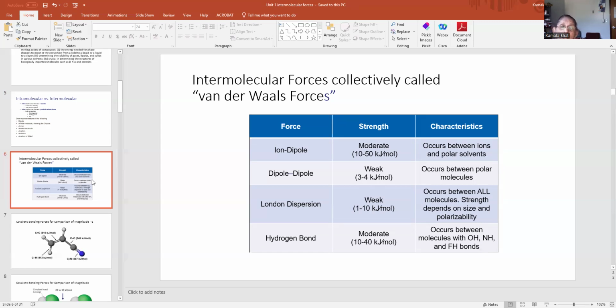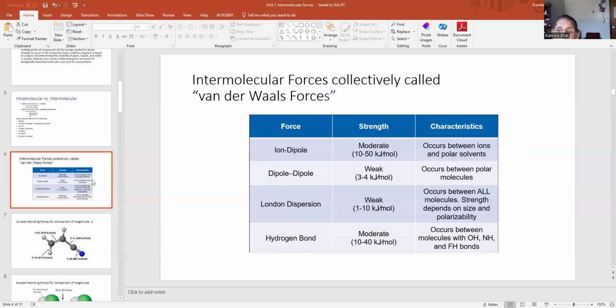Now here, what are the various forces and what is their energy, designated in kilojoules per mole, and the characteristics of it. The first is the ion-dipole force. It is a moderate force, between 10 and 50 kilojoules per mole. It occurs between ions and polar solvents.